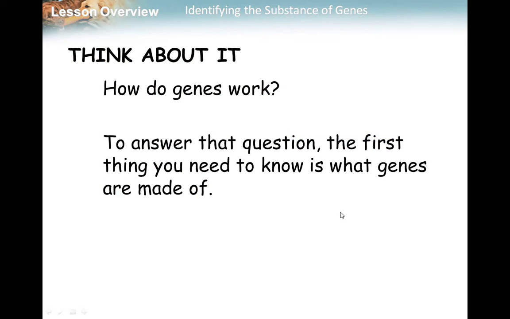Think about it. How do genes work? To answer this question, the first thing that we need to do is to see what the genes were actually made of.